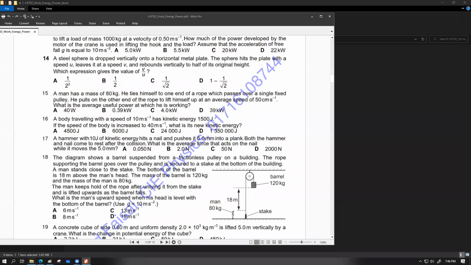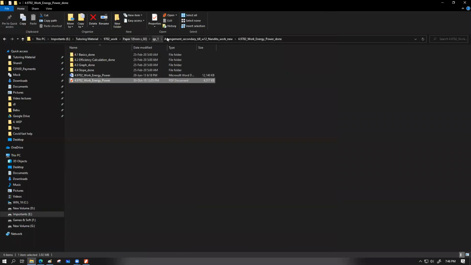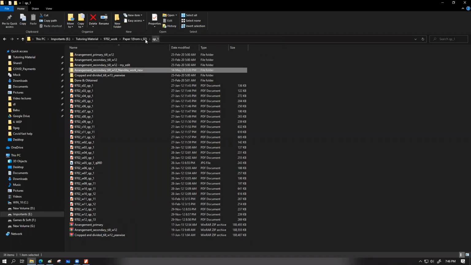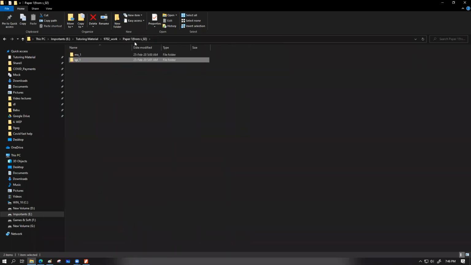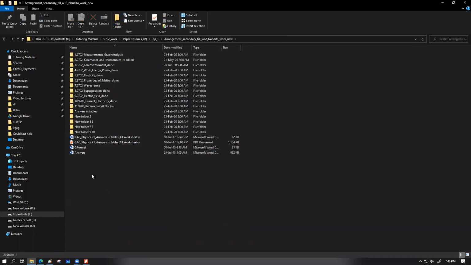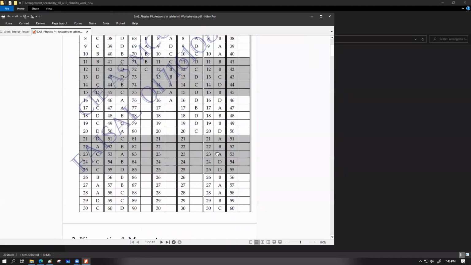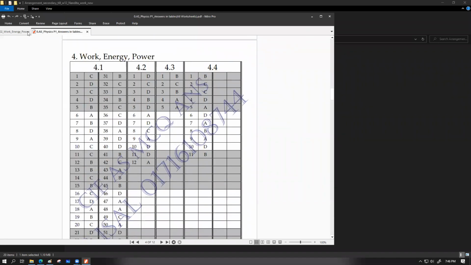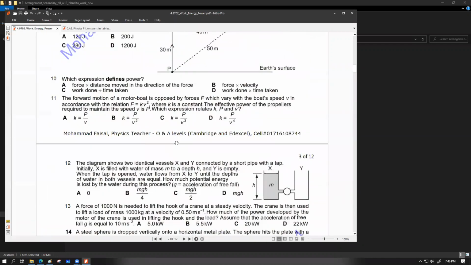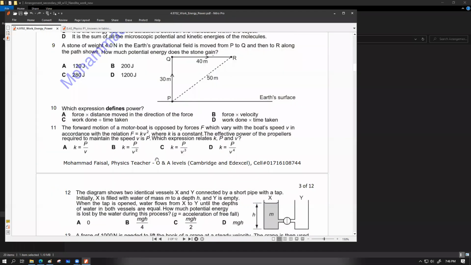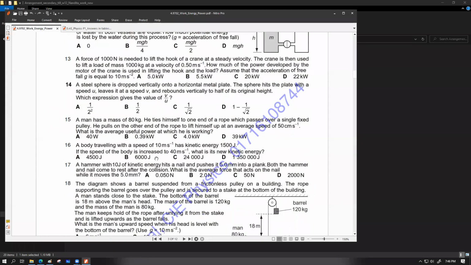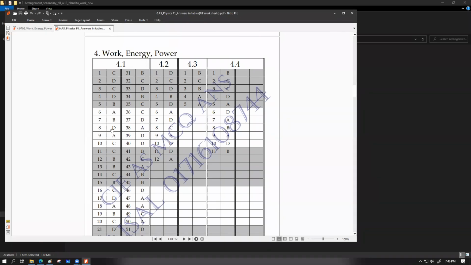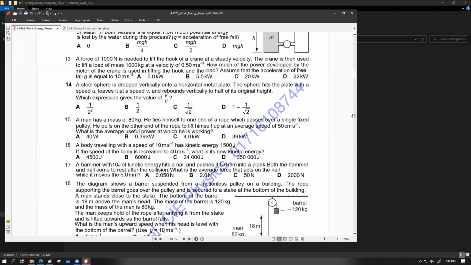Do I have the correct answers? Just a second, I'll pull up the correct answers. Where are the correct answers? Answers and tables. Yes. Work, energy, power, 4.1. For 14 and 18, the correct answers would be: 14 is C and 18 is A. So try these two problems.